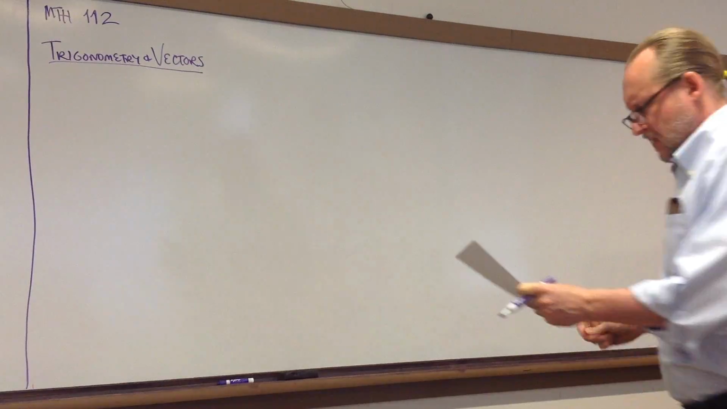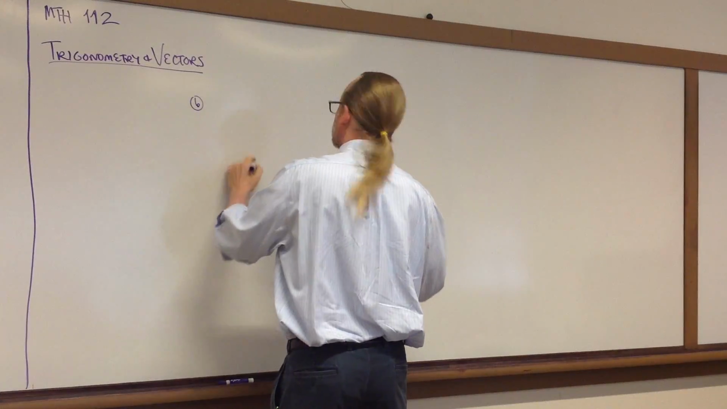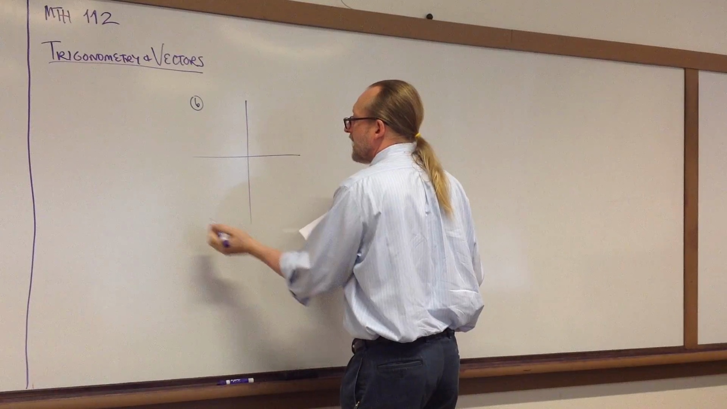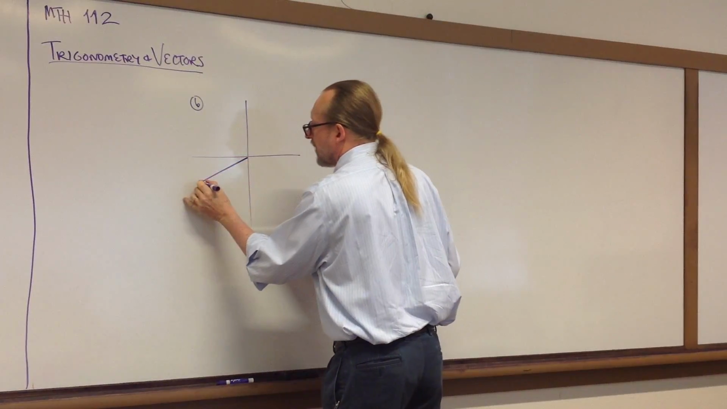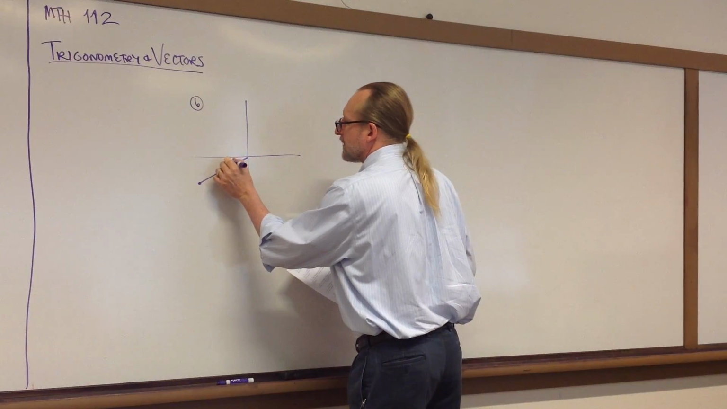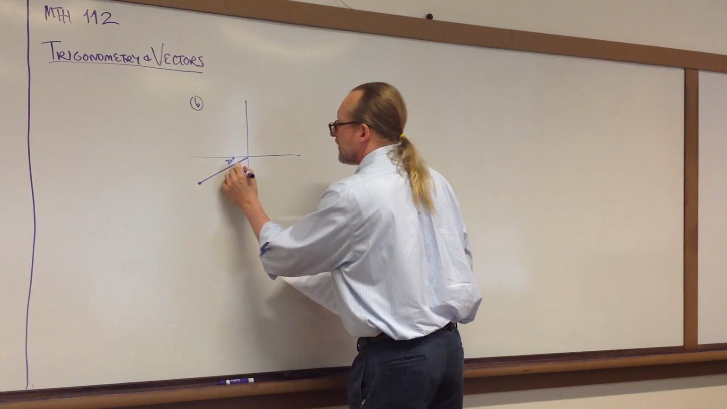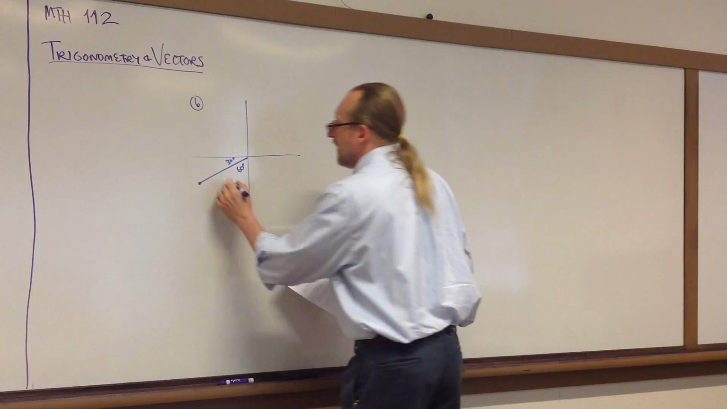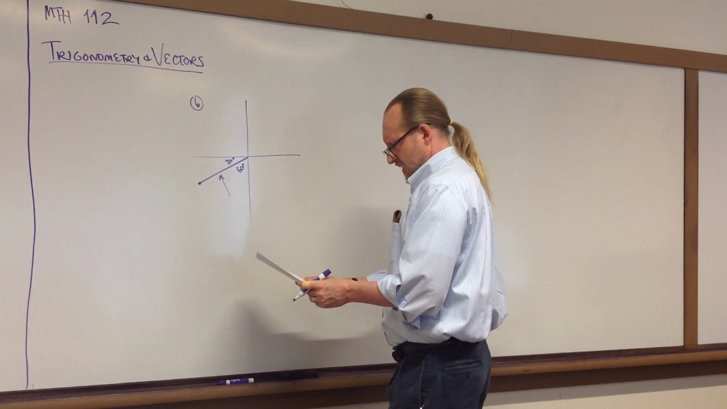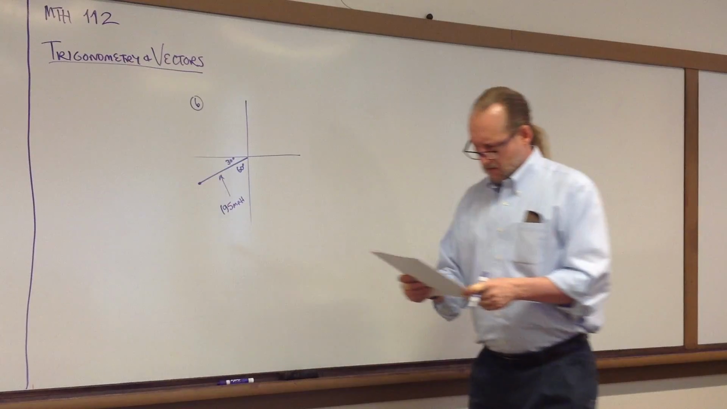Okay, let's see here. So the helicopter is headed on a bearing of 240 degrees. So this is 270, this is 180, 240 is going to be about right there. And that tells us that this angle in here is 30 degrees. And if that's 240, then this one is going to be 60 degrees. And the magnitude of our vector there for the helicopter is 195 miles per hour.